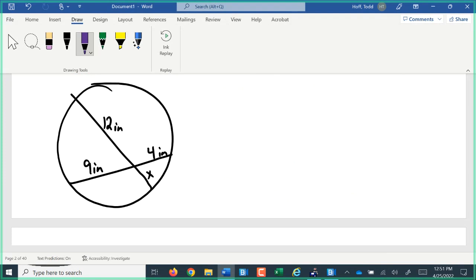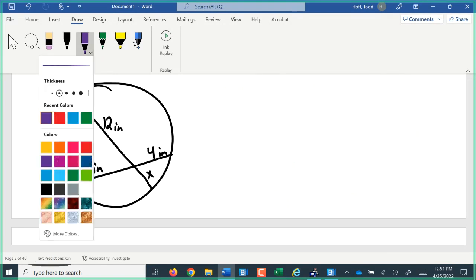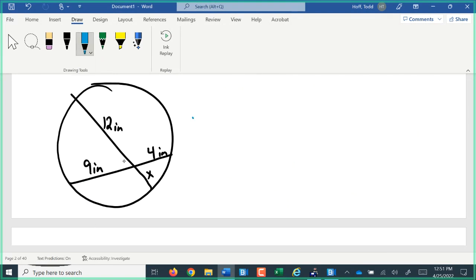When we have intersecting chords, what's the relationship? The angles are the same. Well, yeah, this angle and this angle are the same, and of course those two angles. But the length relationship is the product of the lengths. So 9 times 4 are the lengths from that chord. The lengths from the other chord are 12 and x. 9 times 4 has to equal 12 times x.